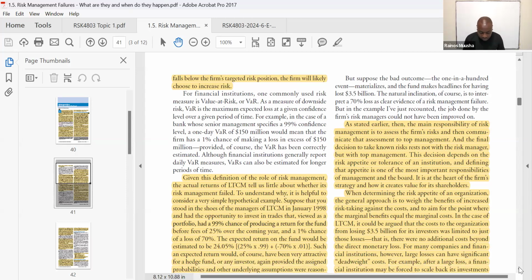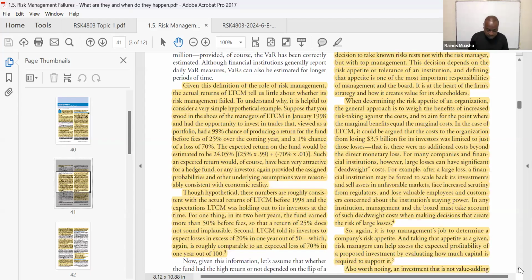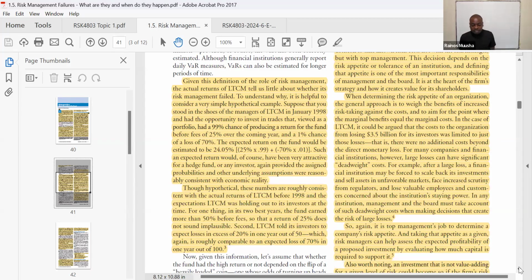All right. So on the next paragraph, they say, given this definition of the role of risk management, the actual returns of LTCM tell us little about whether its risk management failed. To understand why, it is helpful to consider a very simple hypothetical example.